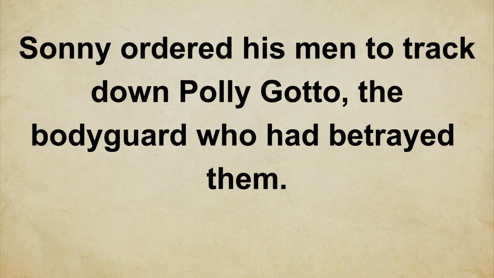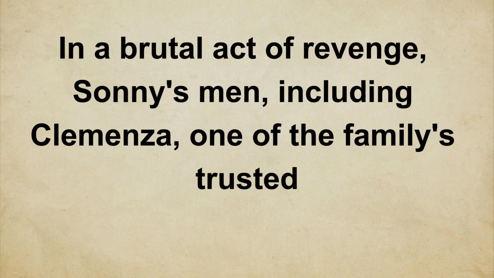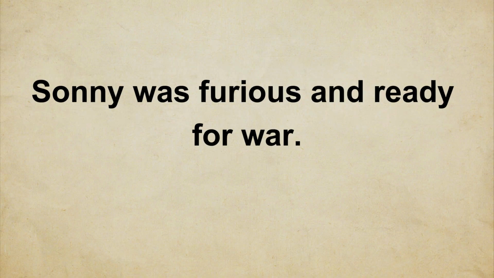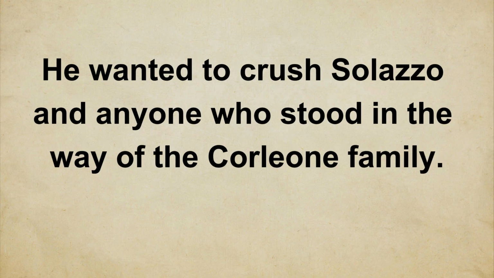Sonny ordered his men to track down Paulie, the bodyguard who had betrayed them. In a brutal act of revenge, Sonny's men, including Clemenza, one of the family's trusted caporegimes, killed Paulie by shooting him in the back of the head. Sonny was furious and ready for war. He wanted to crush Sollazzo and anyone who stood in the way of the Corleone family.